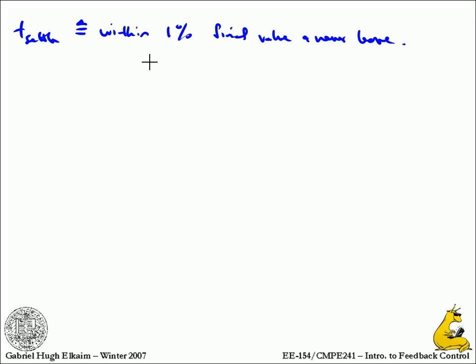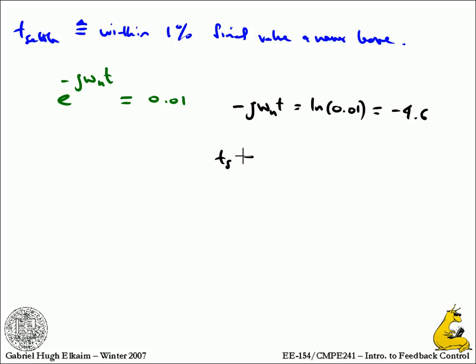Okay. So the way we find the settling time within 1% is we set the envelope e to the minus zeta omega n t equal to 0.01, because that envelope is decaying monotonically. The settling time is the t at which this equals 0.01. Taking the natural log of both sides, I get minus zeta omega n t equals the natural log of 0.01, which is minus 4.6. Therefore t settle is approximately equal to 4.6 divided by zeta omega n.